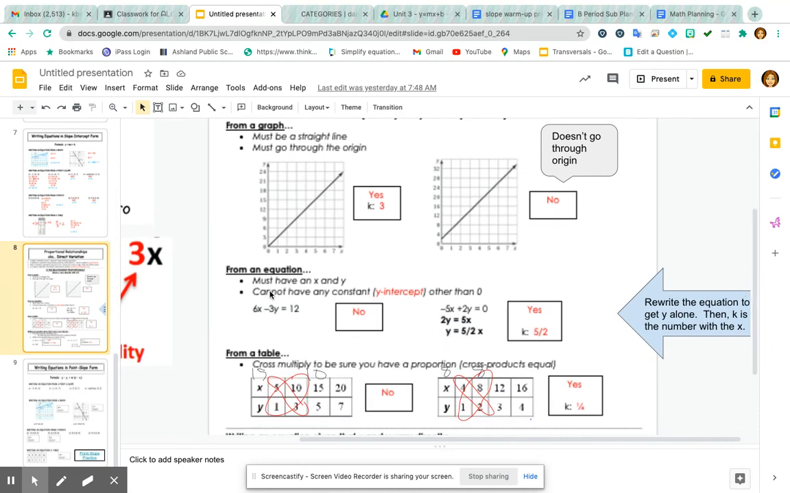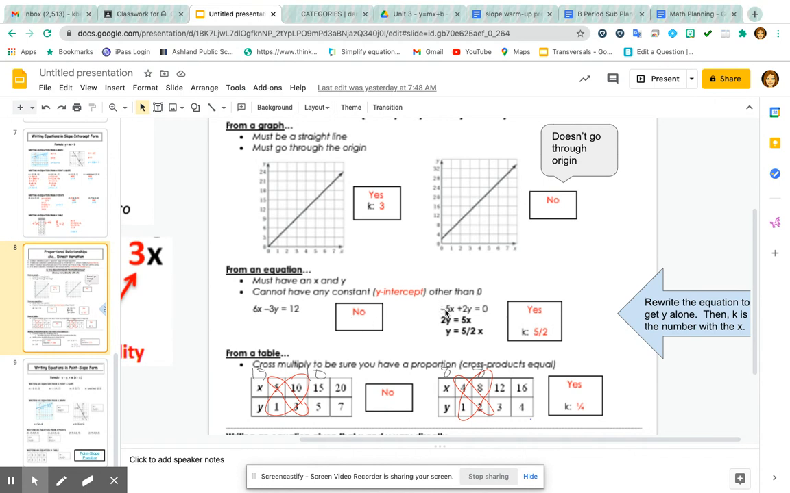From an equation, you have to have an x and a y in the equation, but you can't have any extra numbers because the y-intercept has to be 0. So if I look at this first equation, there's a 12 here, which means that if I rewrote this to y equals, I would have an extra number, and that would be my y-intercept. So this is not a direct variation.